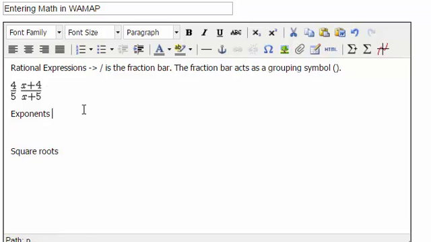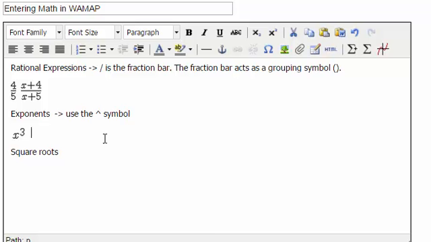So for exponents, we use the caret symbol just like you would on your calculator. So if I want x to the 3rd power, I type in x caret 3. I can highlight that, click Add New Math, and it will render that as x to the 3rd power.